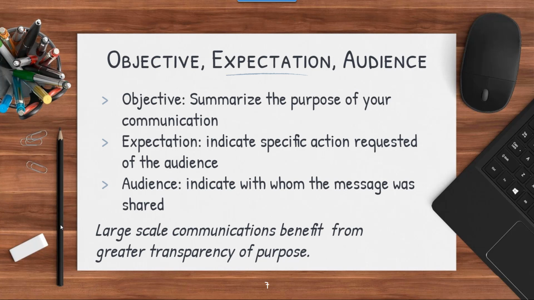And because we use our blind carbon copy, or BCC, as a way to distribute the message to large groups, it's important to indicate your audience. With whom have you shared this message? Without indicating an audience, someone who receives the message might forward it on to someone else who already received it, but the original person wasn't aware of the audience for whom the message was intended.